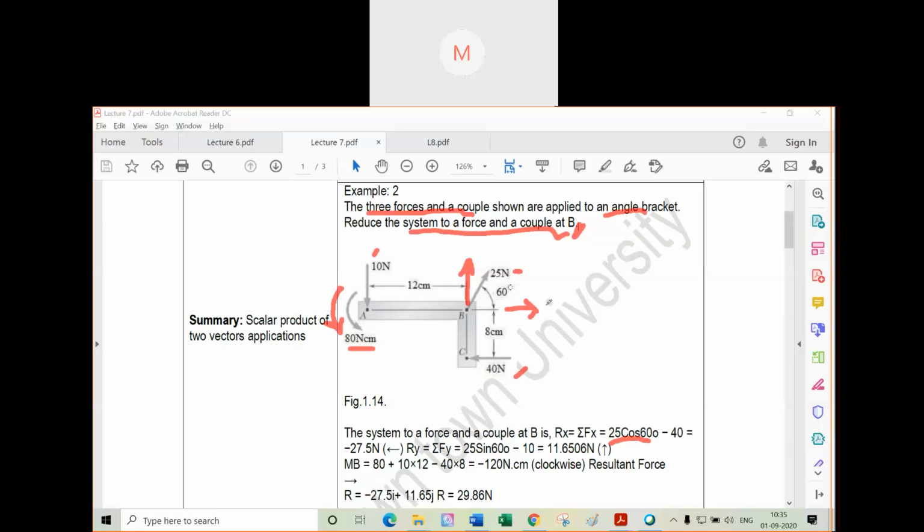So cos 60 degrees is in this side. Yes or no? So if cos 60 degrees is in this direction, what is the other force that is acting in this direction? Look, this is the x direction now. What is the other force that is acting in this direction? Can you tell me?